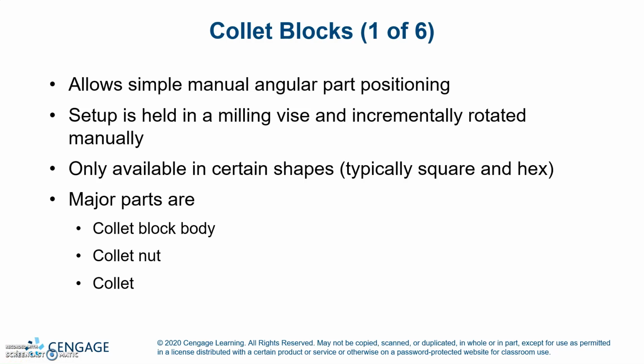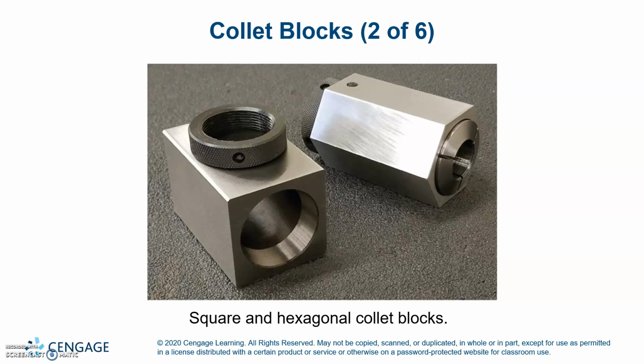Collet blocks allow simple manual angular part positioning. Setup is held in a milling vise and incrementally rotated manually. Only available in certain shapes, typically a square and hex, and major parts are collet block body, collet nut, and collet. And here's a picture of a square and hexagonal collet block.